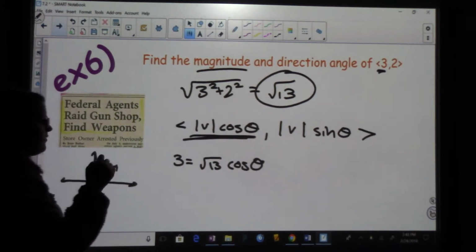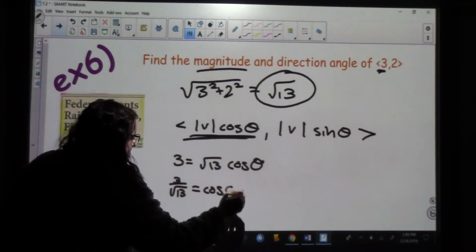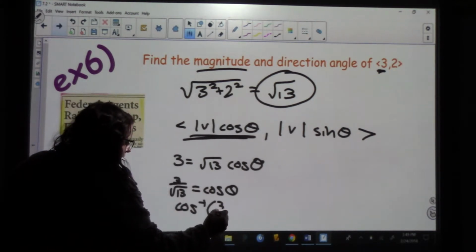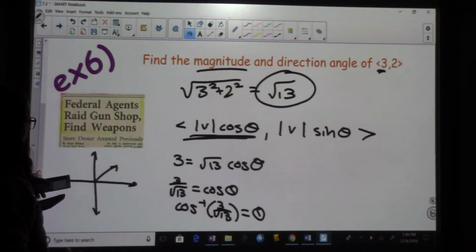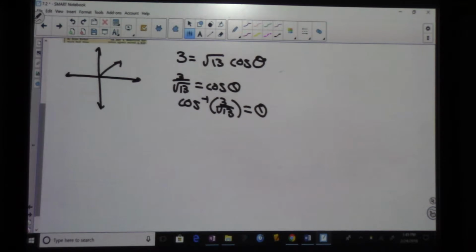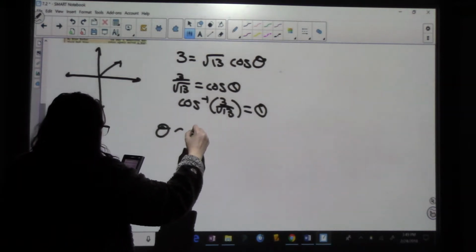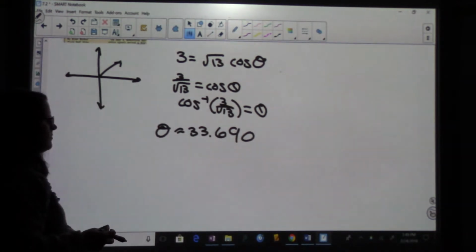Okay. So I divide: I have 3 divided by square root of 13 equals cosine theta. Take the cosine inverse, so this is what you should be typing in. Type that in, and make sure you're still in degree mode. Use your fraction button. There's no need to clean that up either because we're finding an angle. I have approximately 33.69, to 3 decimal places.